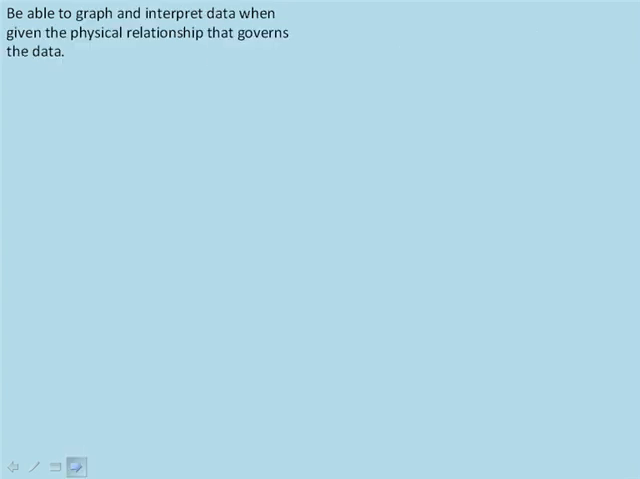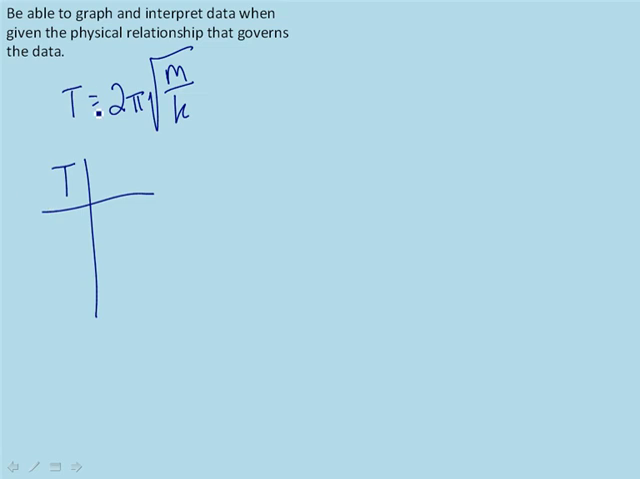Be able to graph and interpret data when given the physical relationship that governs the data. Say, for example, like we did in class, the period is 2 pi square root of m over k. I would provide you with the relationship, whatever it is, something along these lines, and the data, so T and m, with particular numbers for these.